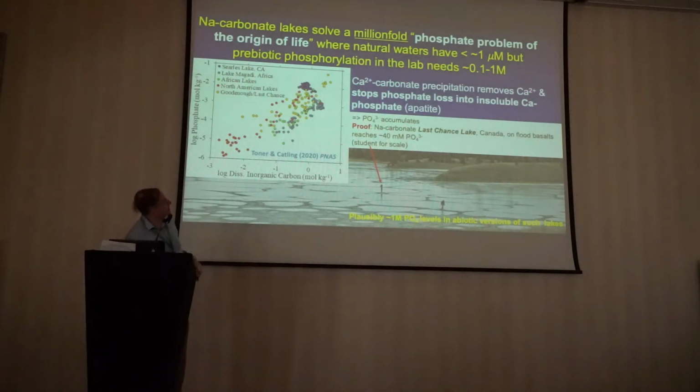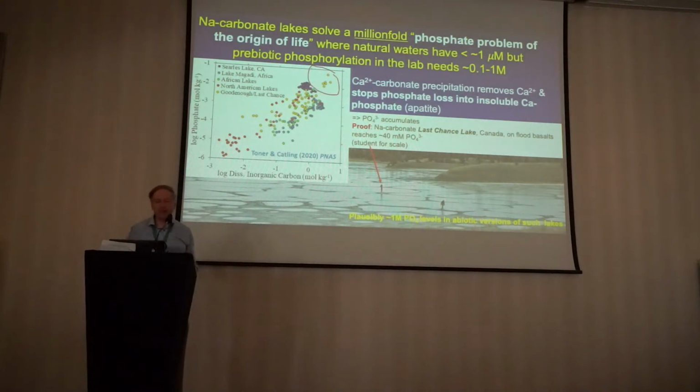Sodium carbonate lakes solve this million-fold phosphate problem of the origin of life, where the natural waters mostly have very low levels, but the lab prebiotic chemistry needs higher levels. And what happens is that the calcium carbonate removes the calcium, and it stops the phosphate being lost into calcium phosphate apatite. We looked at lakes all around the world, and here they are plotted, and found that the phosphate levels correlate with the dissolved inorganic carbon.